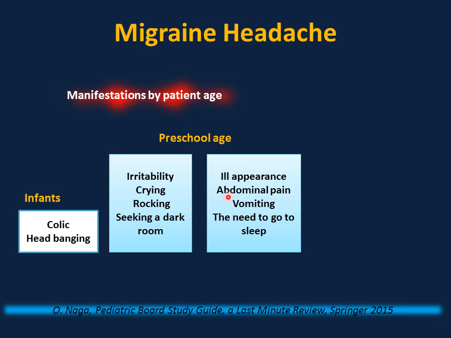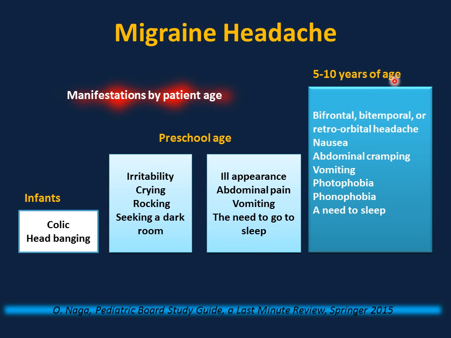If you have a child with recurrent abdominal pain unexplained, in between attacks the child looks normal, and there is a family history of migraine, the most likely cause is abdominal migraine. Also may present with recurrent vomiting, cyclic vomiting, and in between attacks the child is acting normal. So if there is a family history of migraine and the child is presenting with recurrent unexplained vomiting, the most likely cause is cyclic vomiting or abdominal migraine. Also, the need to go to sleep or seeking a quiet place.